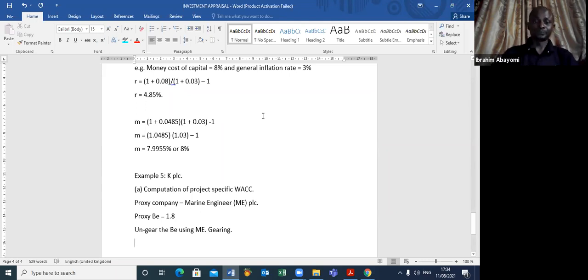I can conveniently tell you that. Okay, so we are ungearing the beta equity of MEPSC and using MEPSC gearing. So how do I do it? If I want to get asset beta, what is the formula?